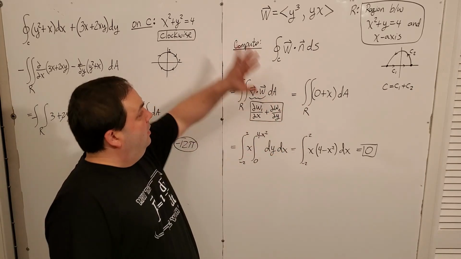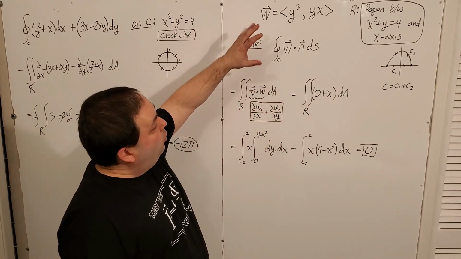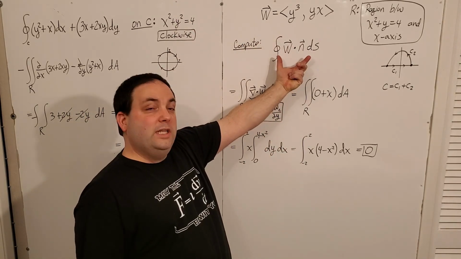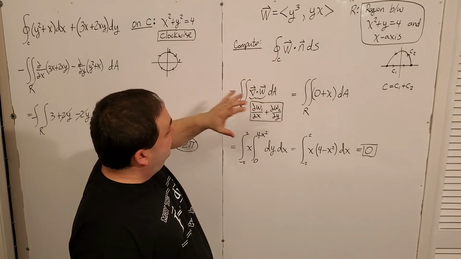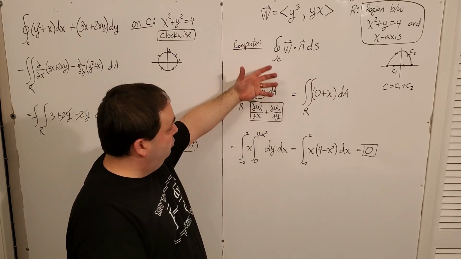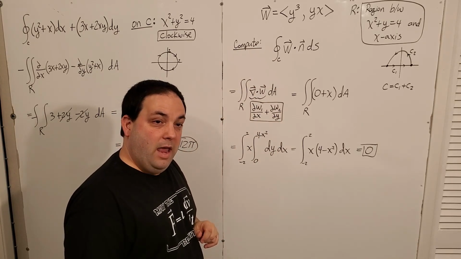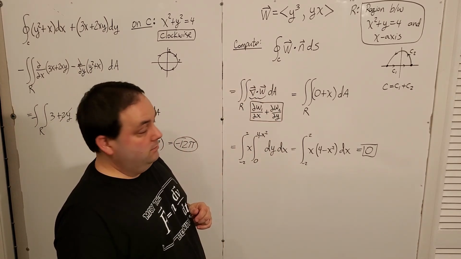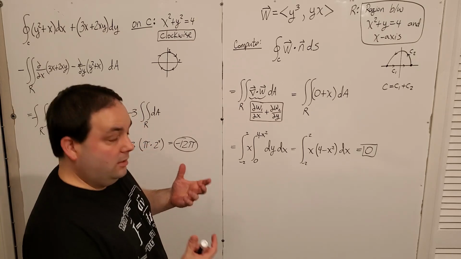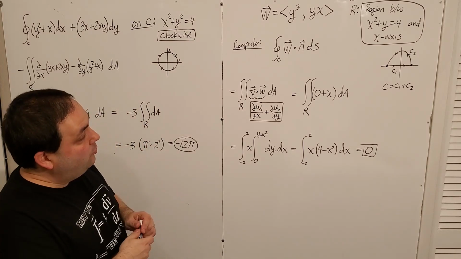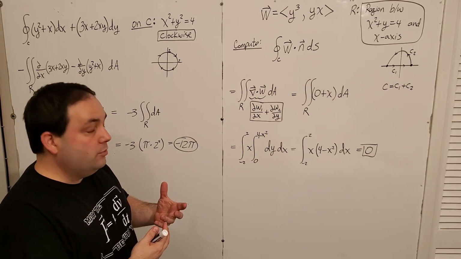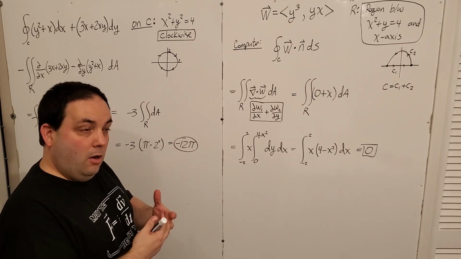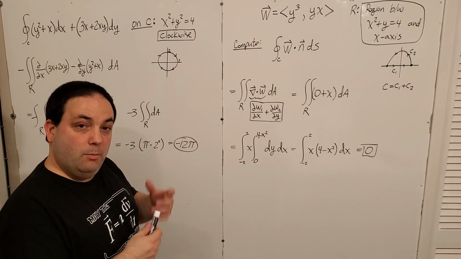So again, think about how much work it would have been to do the path integral itself here versus using Green's theorem to work it as an area of a region instead, okay? That's really the upshot here. This is what Green's theorem is doing for us, allowing us to really reduce our mechanical time behind these integrals.